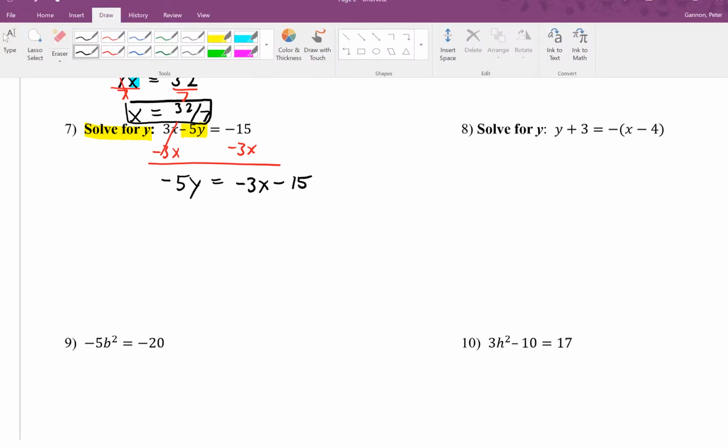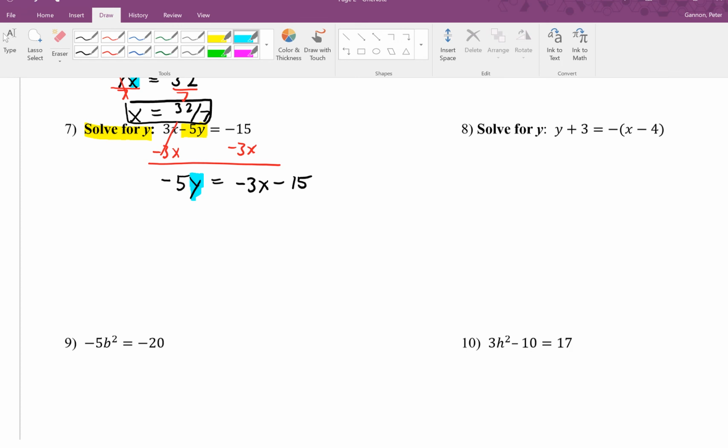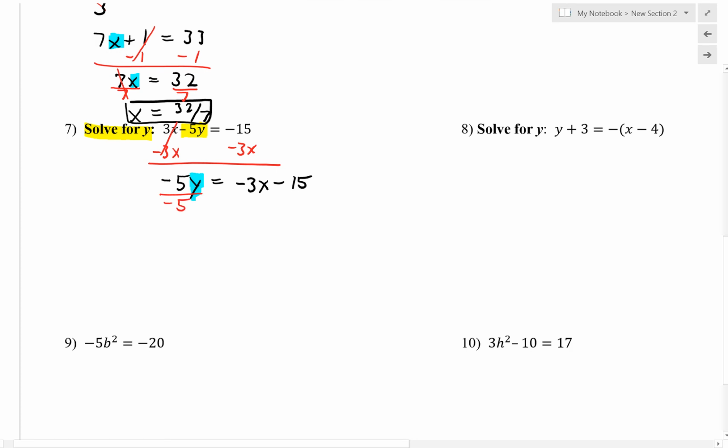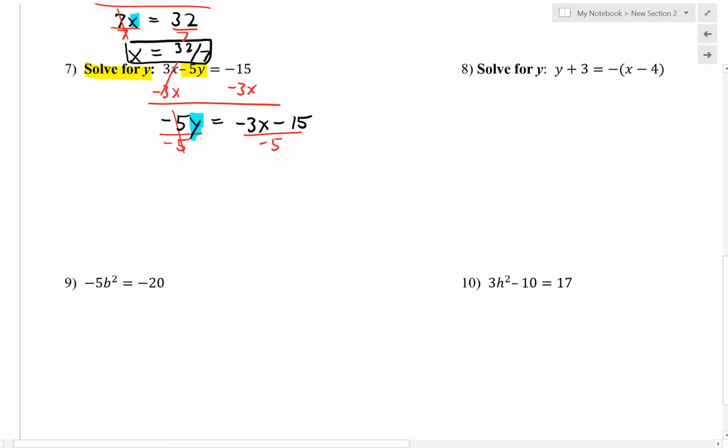At that point, we want to get the y by itself, so we're going to go ahead and divide everything by negative 5. There's going to be a couple different ways you might see this answer. In this case, I've got y by itself. Now, every term up top is negative, and I'm dividing by a negative. So in theory, that means all the signs are going to change. So I really can rewrite this as 3x plus 15 over 5. And that is an acceptable answer.